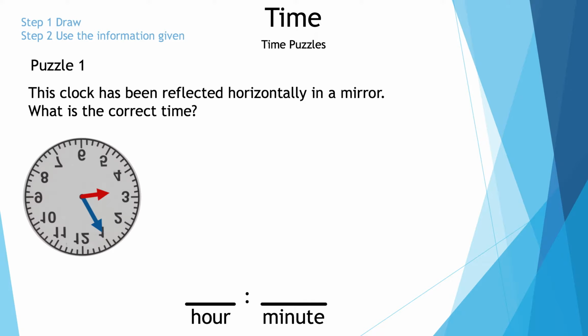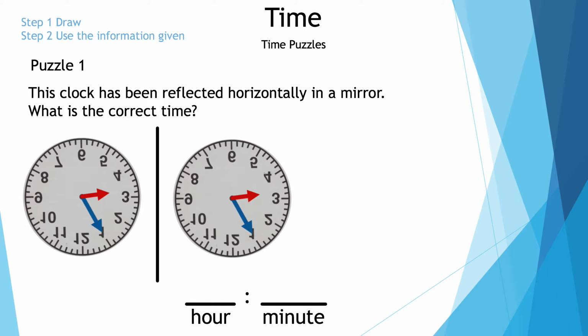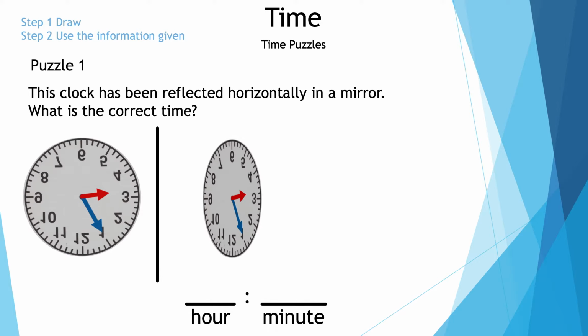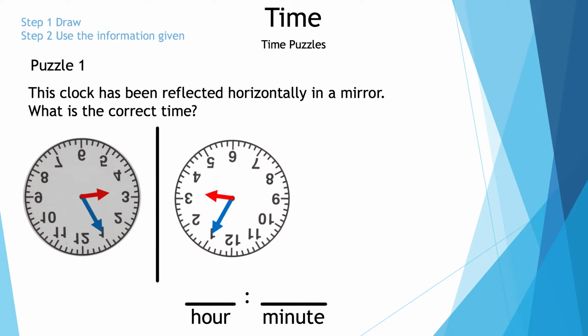So let's go ahead and take a look at what we have to do. Puzzle 1 of 6. This clock has been reflected horizontally in a mirror. What is the correct time? So let's make sure we're drawing in the right direction. We draw a horizontal line, and then we begin the process of reflecting it. As you can see, it's reflecting horizontally. And then finally, we're there.